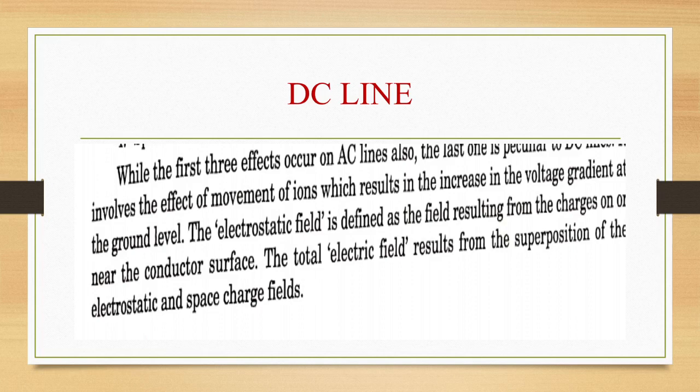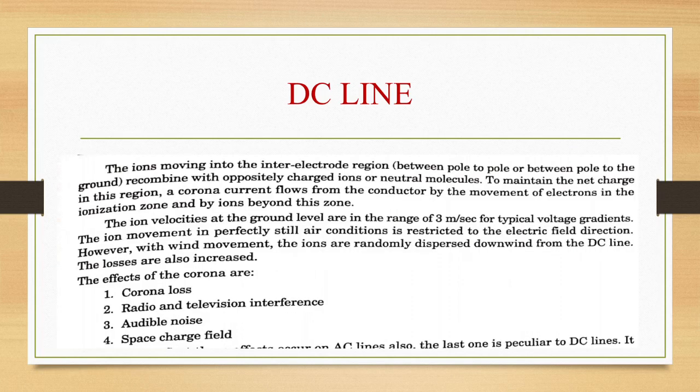The first three effects occur on AC lines also. The last one is peculiar to DC lines. It involves the effect of movement of ions, which results in an increase in the voltage gradient at ground level.